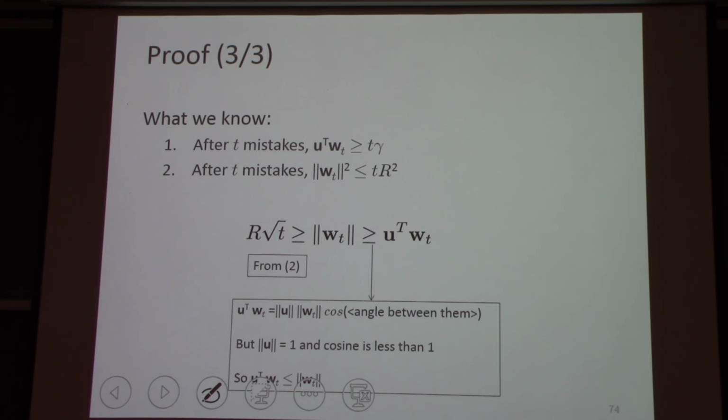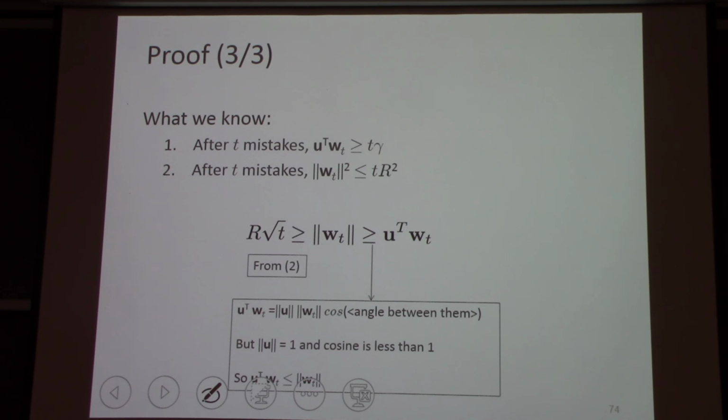But here comes a slightly more devious step. We know that U is a unit vector. This is part of the assumption, and this is where we are going to use the fact that U is a unit vector. The norm of the weight vector can be used to define the dot product of U and W.